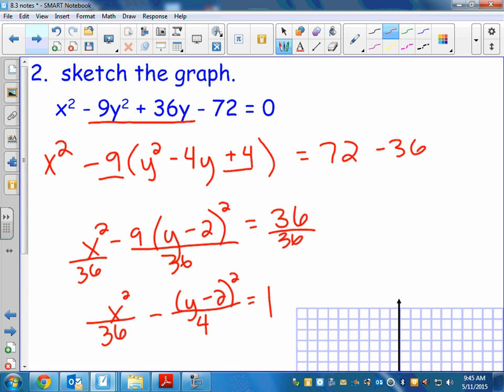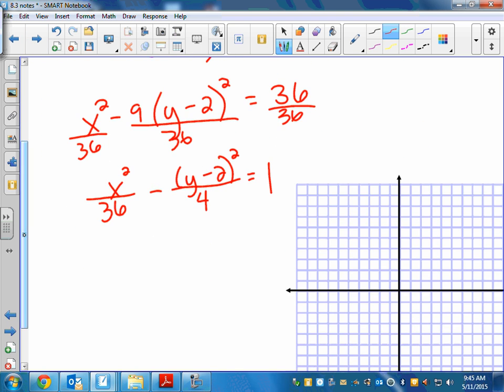Questions on how I got that? So A is 6, B is 2. Which way is this one going to have the branches go? Side to side? Side to side because A is first. What's my center of this?